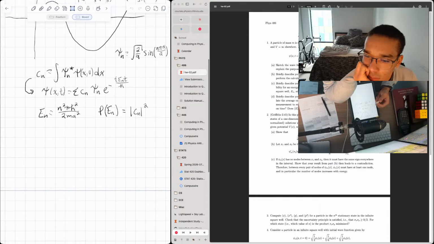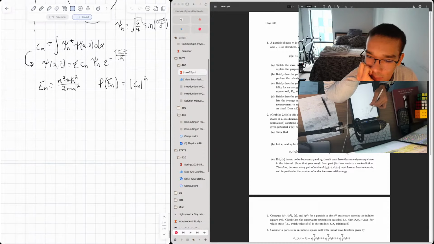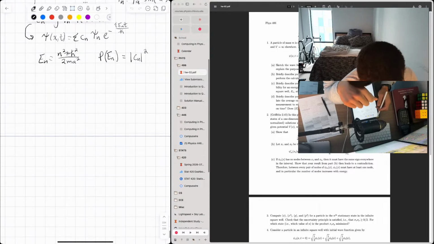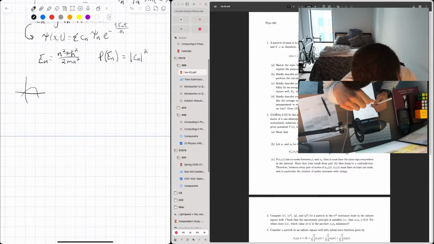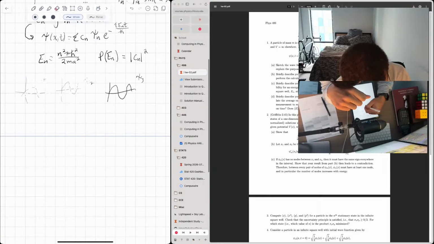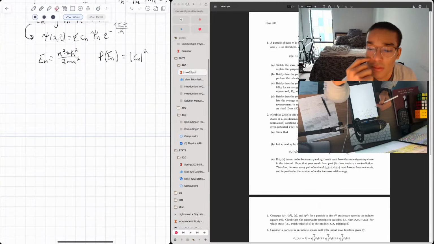It shows that the number of nodes of stationary state always increases with energy. Oh, okay, I remember this. You're basically saying that this is side 1. Side 2. And this is side 3. A node is just every time it crosses the x-axis.